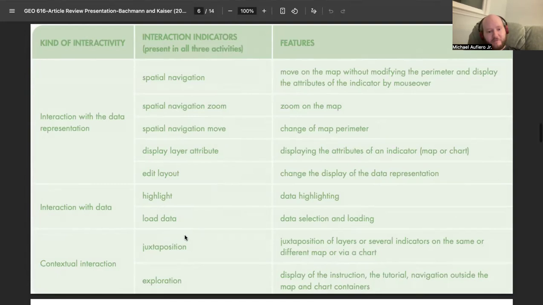If the student puts two maps next to each other, that's juxtaposition, that's interaction, and that's contextual interaction. That's the kind of interactivity. Just to do one more, spatial navigation zoom. Suppose the student zooms in, that's interaction with the data representation as the map will zoom in response to the student's choice to do spatial navigation zoom.